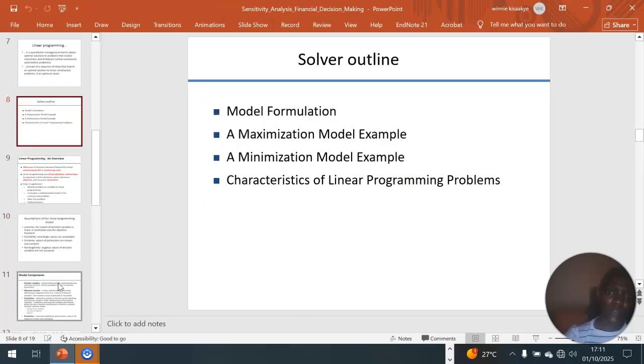So when we come to solver here, first of all, to make use of solver, you must know how to formulate a particular model. With solver, you're either maximizing a profit or minimizing a cost. And remember, whatever you do with solver, you start with a model formulation. We start by building a prototype, which you're going to base on to reach a particular output.